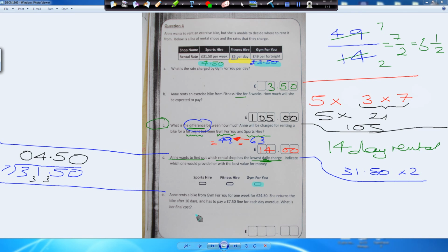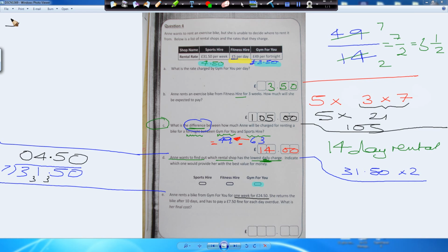Okay. Next question, Question E. Anne rents a bike from Gym for You for 1 week for £24.50, and she returns the bike after 10 days and has to pay £7.50 fine for each day overdue. What is her final cost? Okay, let's have a look. Put your hands up, folks, if you got this particular question wrong.